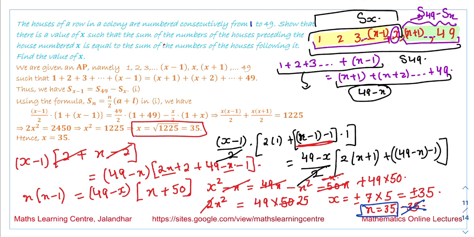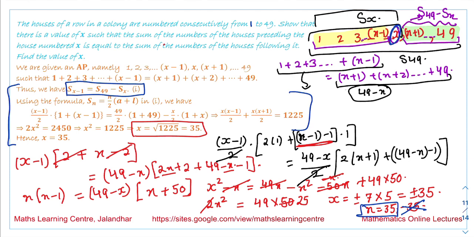So it means this x house number we are talking about is 35. If we sum the house numbers before this and the house numbers after this, their values will be equal. The answer given over here uses this formula: S of x minus 1 is equal to S of 49 minus S of x.